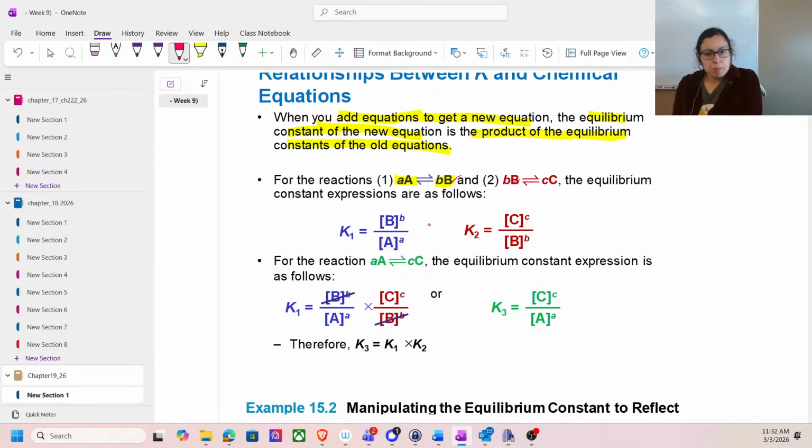They broke that out, so just doing K1, that gives us products over reactants, so that's B to the b over A to the a. K2 then, well now B went from product to reactant, so it's on the bottom, and then from our expression, products over reactants. So if we just want to go from A to C, you can see how our B's cancel. We can multiply them together. So our K3 is equal to K1 times K2, from adding those expressions.